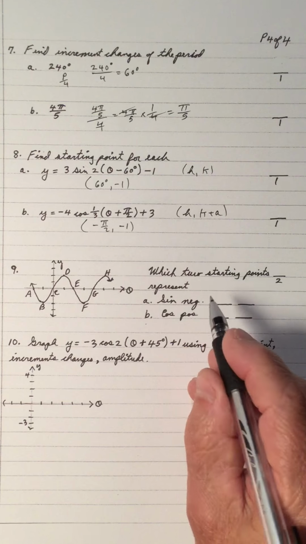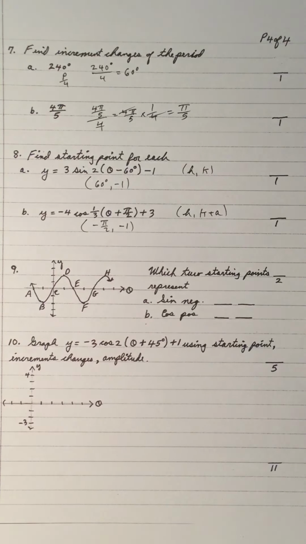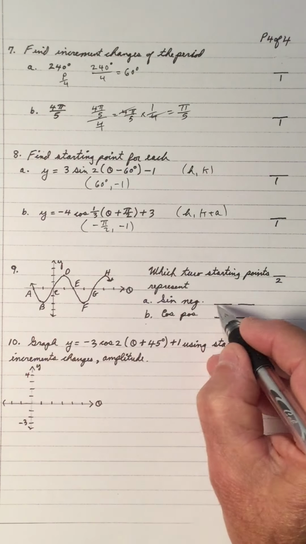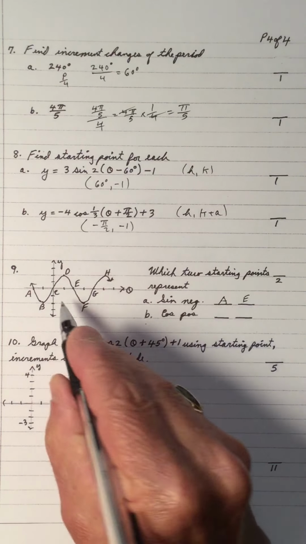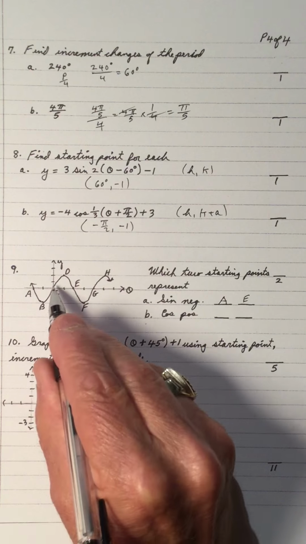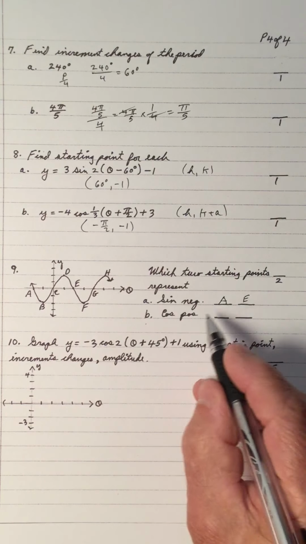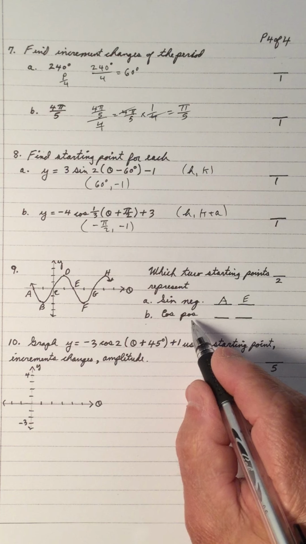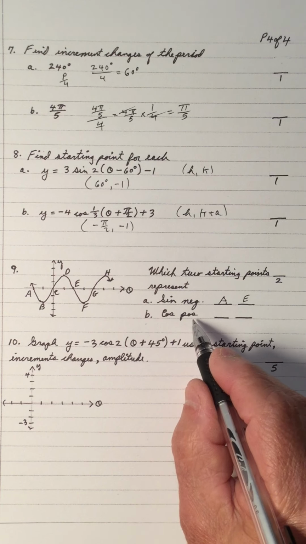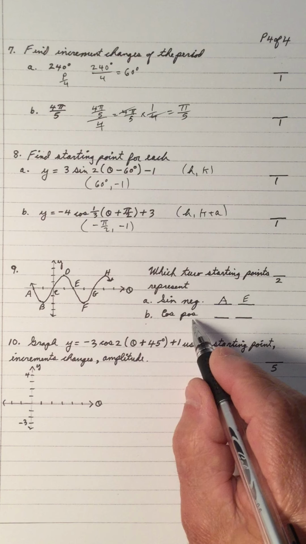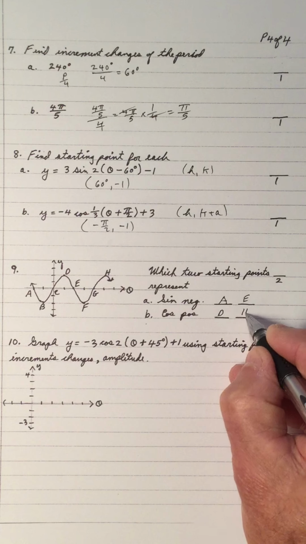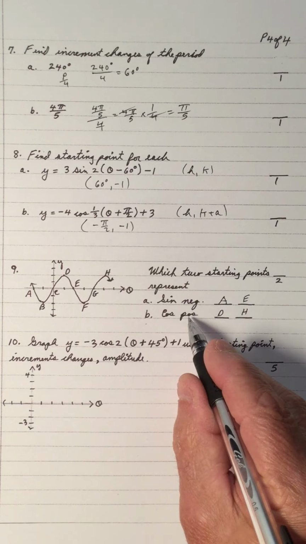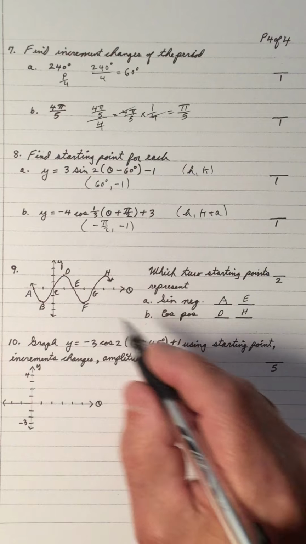And number 9, which two starting points represent sine negative? Sine is on the sinusoidal axis, and it's going down. So sinusoidal is the A, going down, and it's going down from the E. C and G would be sine positive because it's going up. Cos positive is going down from the max. So the max is D and H. If cos was negative, it would be going from the min, going up.